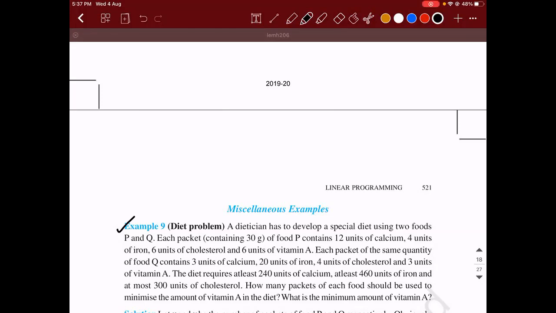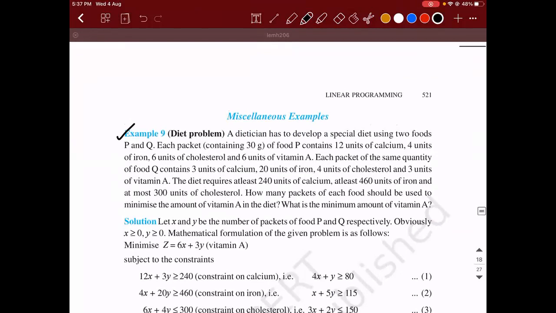So how to find Z in this, sir? They're asking what is the minimum amount of vitamin A. So you have to minimize the amount of vitamin A. Okay. So the question is about how many packets of each food. Since it asks how many packets, you will get the variables X and Y.